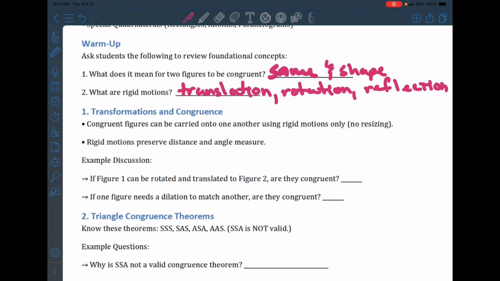All right, congruent figures. They can be carried on one to the other using those, no resizing, and they preserve distance, which would be the sides of our shape, and angle measures. So if one figure can be rotated and translated to figure 2, are they congruent? Yes, because rotation and translation are rigid motions. If one figure needs a dilation to match another, are they congruent? No.